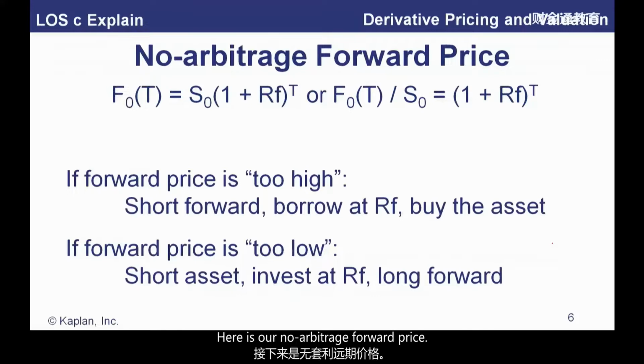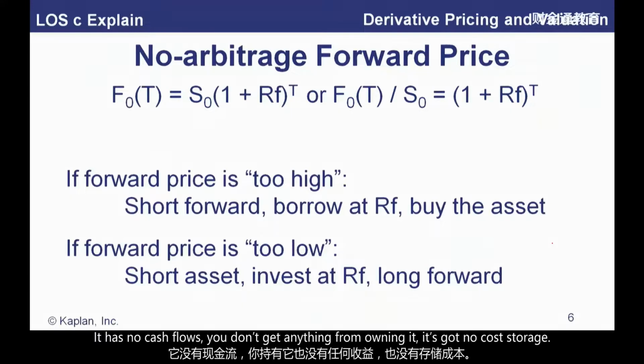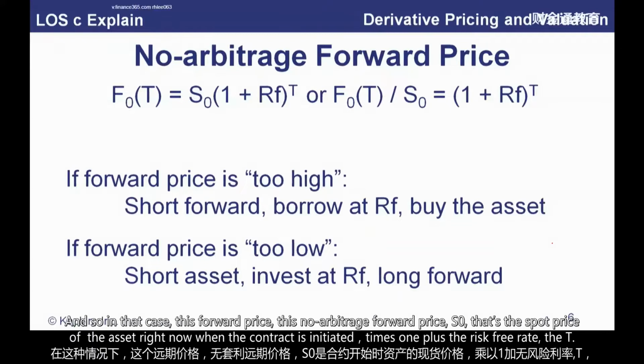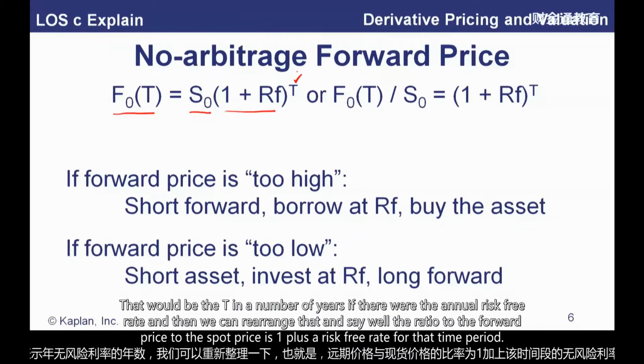Here's our no arbitrage forward price. Now, we're talking about an asset that has no cash flows. You don't get anything from owning it. It has no costs of storage. And so in that case, this no arbitrage forward price is F0(T) = S0, that's the spot price of the asset right now when the contract is initiated, times (1 plus the risk-free rate) to the T. That would be T in number of years if that were the annual risk-free rate. And then we can rearrange that and say, well, the ratio of the forward price to the spot price is 1 plus the risk-free rate for that time period.